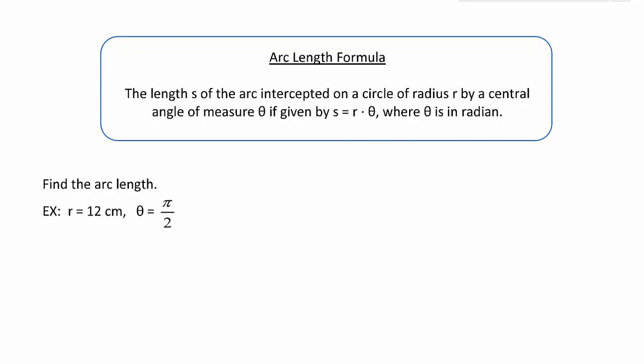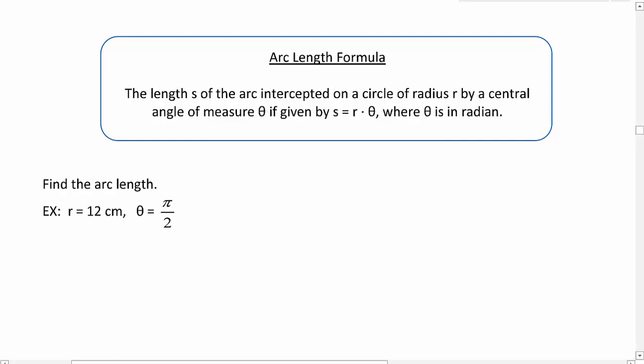In this video, we'll be discussing arc length. The length s of an arc intercepted on a circle of radius r by a central angle of measure theta is given by s equals r times theta, where theta is in radians. So this is like the piece of the crust of the pie I always think of for arc length.